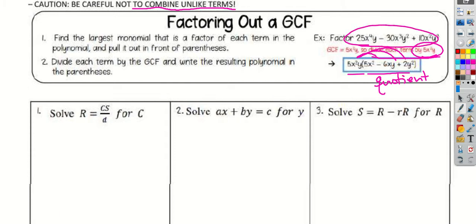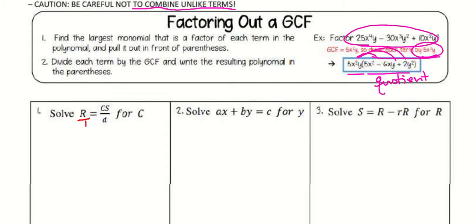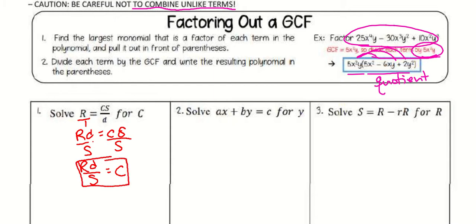Okay? So for the first one, I'm solving for C. So I want to get C alone by itself. So one thing I can do is make this a fraction and cross multiply, or I could multiply both sides by D. Either way, I should get R times D is equal to C times S. And then I'm going to get rid of the S here by doing the opposite operation, which is division. And I'm going to get left with the expression R times D over S, which is equal to C. And that is my final answer.